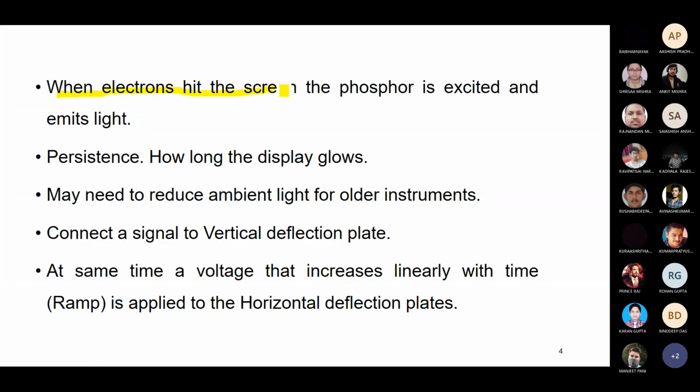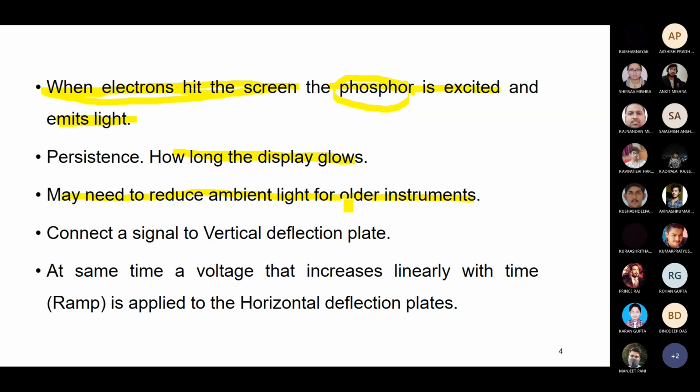When electrons hit the screen, the phosphor is excited. So which material are we using? Phosphor material, and it emits light, that whitish light. Sometimes it is a green screen and yellow light is coming. Normally green screen is there, yellow light is coming. Persistence is how long the display glows, how much time the display glow is there. You may need to reduce the ambient light for older instruments. Definitely, if the aging effect is there, the efficiency of the electron emitting quality will be reduced, so automatically they are blunted in nature.